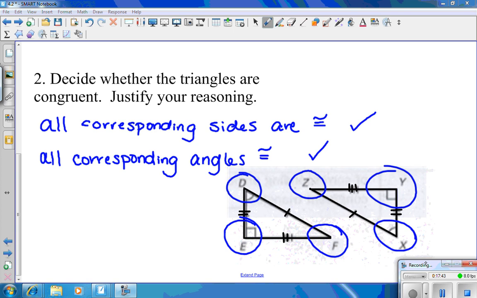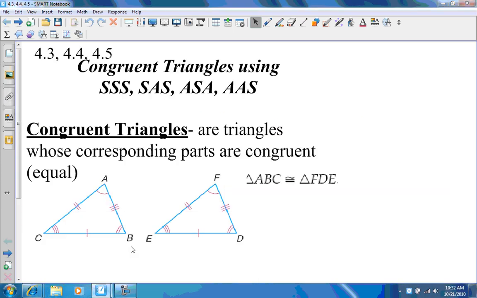All right, next section. We are doing multiple sections, yes. All right, these are fairly quick. Congruent triangles using SSS, SAS, ASA, and AAS. This is ways to prove that triangles are congruent.